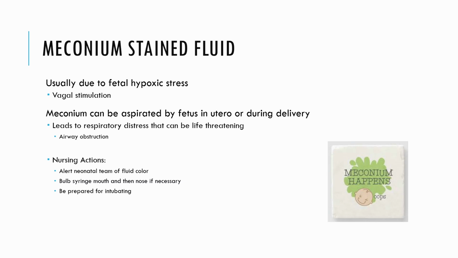When the baby's born, if it's thick MEC, what they can do is they can take the bulb syringe and suction the mouth and then the nose. Remember, M comes before N in the alphabet, mouth before nose, to help get that meconium out. So when the baby does take its first breath, it doesn't have a mouthful or a nose full of poop, and it doesn't inhale that into the lungs.